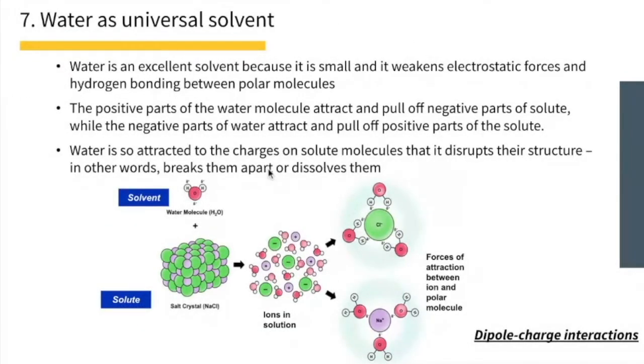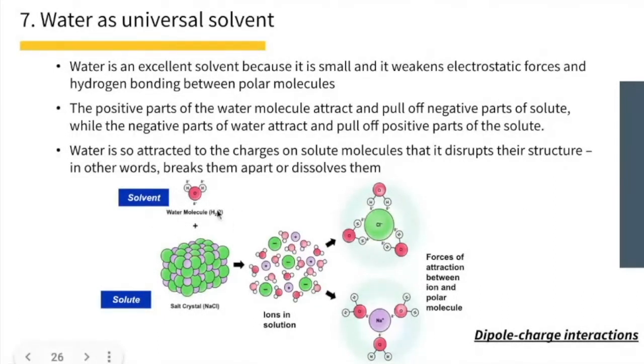So water as a universal solvent. In order to facilitate bioreactions or metabolic reactions, our body requires water as a solvent for it. It is an excellent solvent because it is small and it weakens electrostatic forces and hydrogen bonding between polar molecules. So the positive part of the water, the H part, attracts and pulls off the negative part of the solute, while the negative part of water attracts and pulls off the positive part of the solute. So water is so attracted to the charges in the solute molecule that it disrupts their structure. It breaks them apart, or dissolves them.